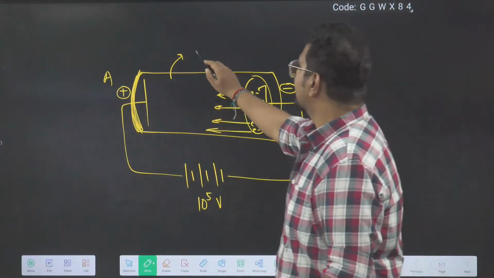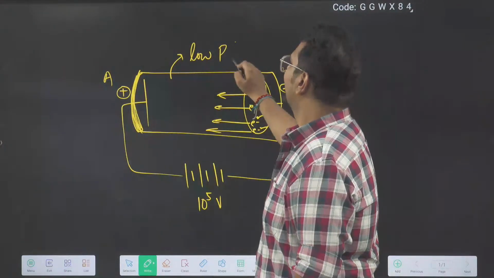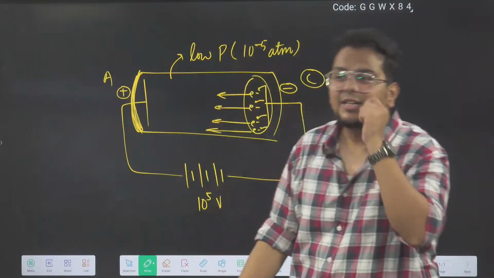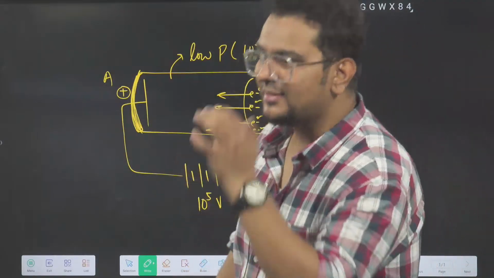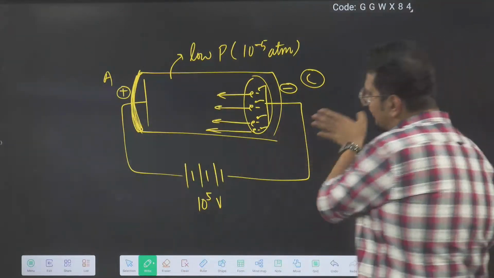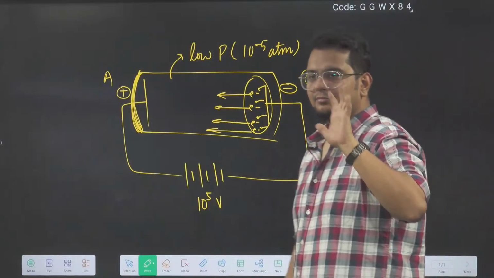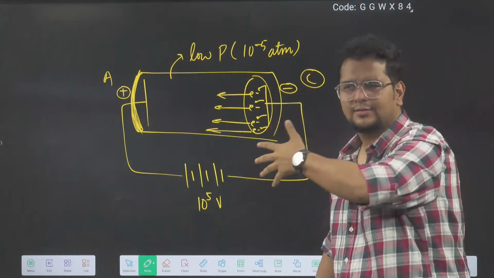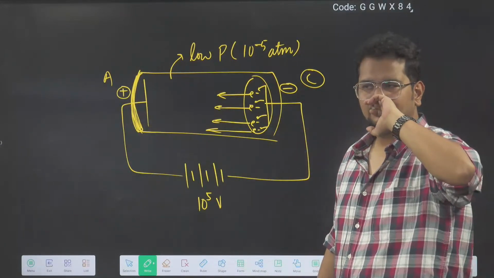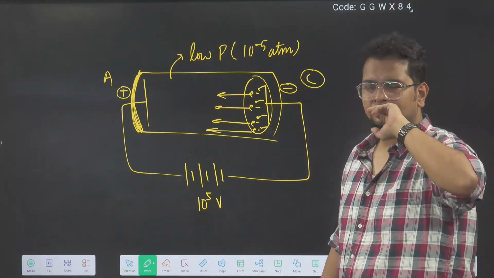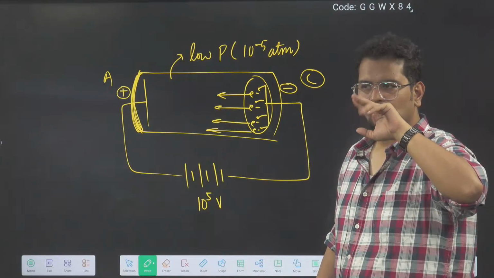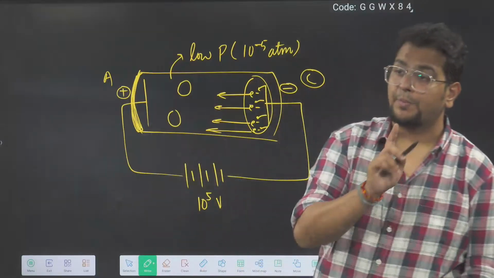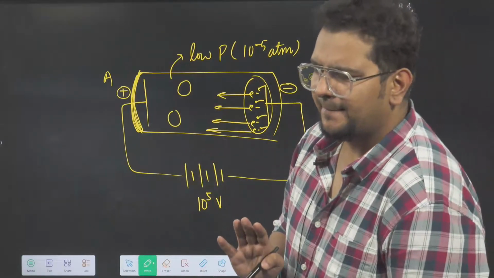We have to start this: why have we taken low pressure, 10 to the power minus 5 atm? Understand now. Electrons are going towards the anode. In the last class, did I say to move your hand like this? Perfect. So for fewer collisions, we need low pressure. So up to here we have completed.